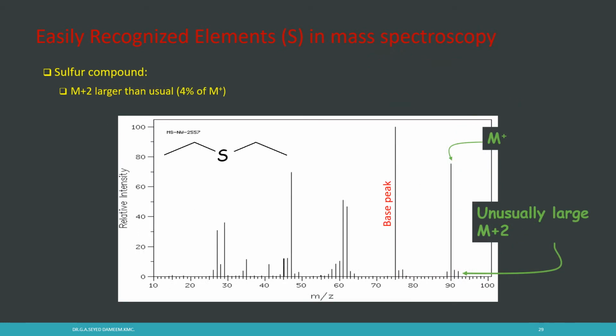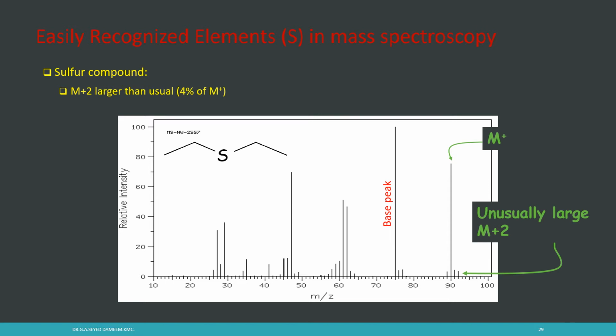This slide shows the mass spectrum of a compound containing sulfur. Sulfur is also an element which is easily recognized in mass spectroscopy. For the compound containing sulfur, the m plus 2 peak is about 4% of the molecular ion peak. Here the molecular ion peak is shown, the m plus 2 peak is also shown, and the base peak at 78 is also given. The other peaks are fragment ion peaks. So this slide shows the mass spectrum of a compound which contains sulfur.